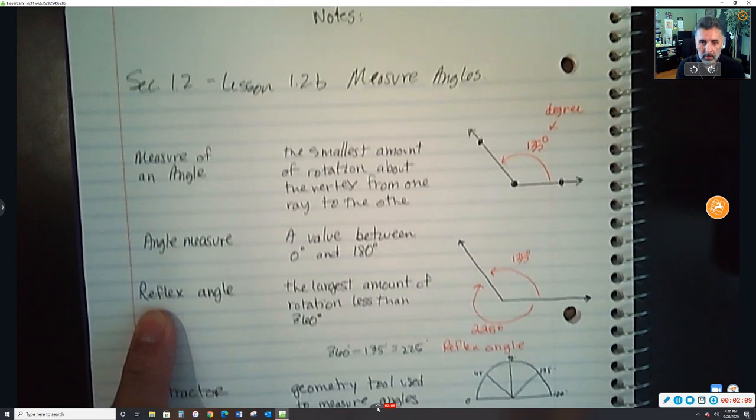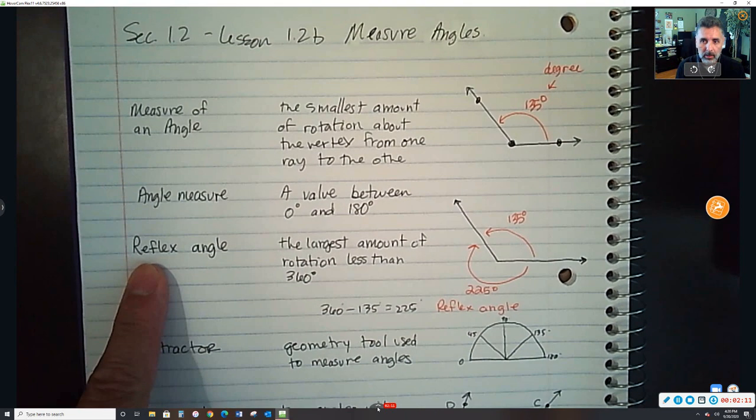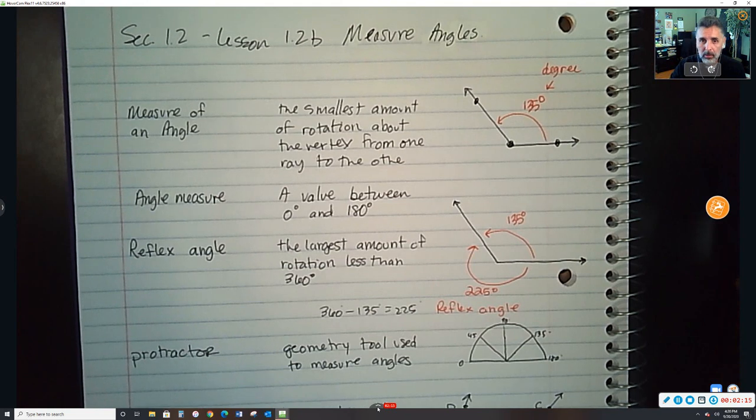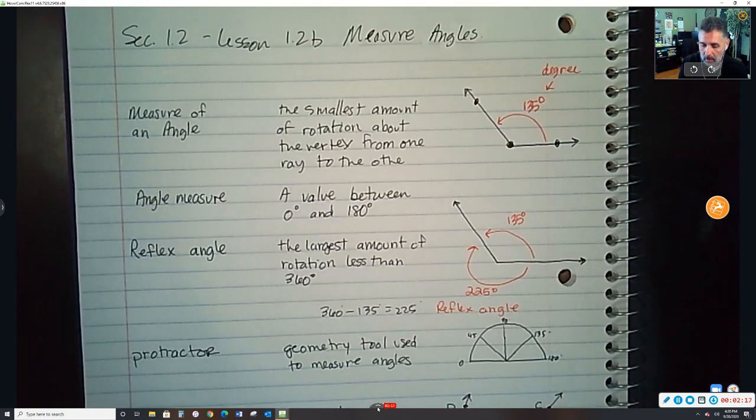Okay. Let me lower this. Give me a second, I'm going to try to autofocus this guy. Okay.